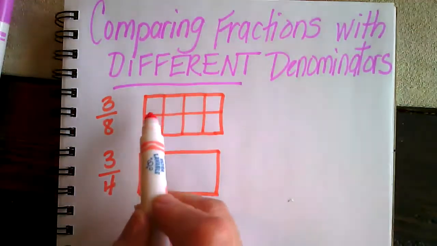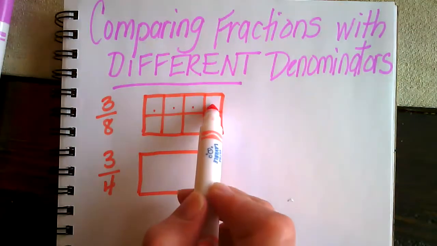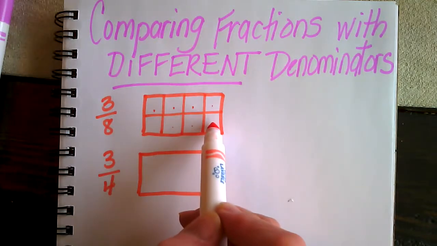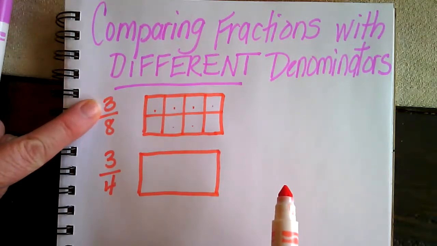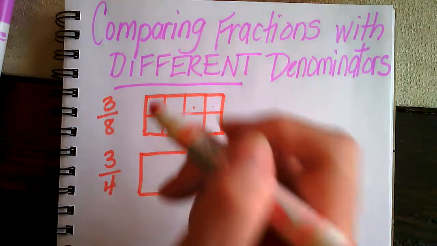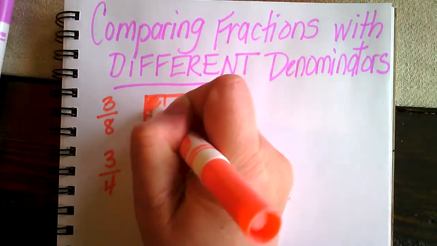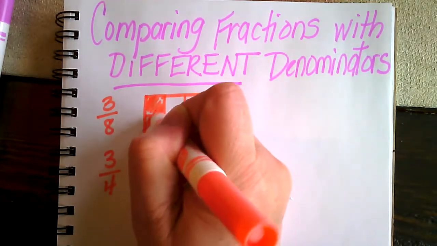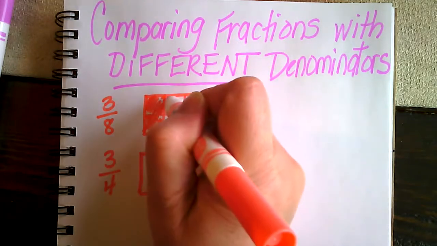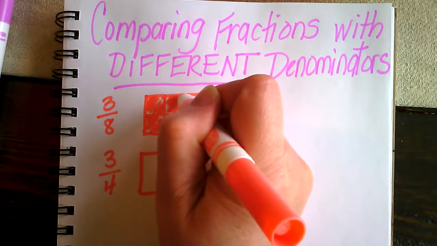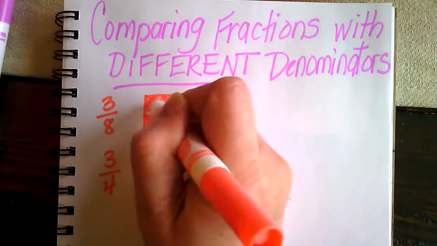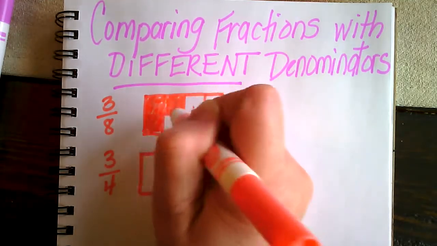Let's count and make sure. 1, 2, 3, 4, 5, 6, 7, 8. And if we're eating 3 pieces, let's shade 3 of those. This represents 3/8. Okay, thumbs up if you agree.